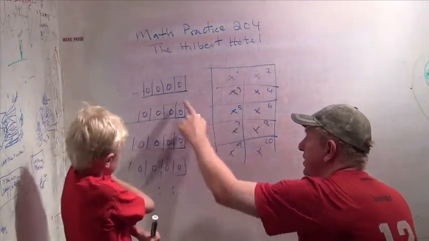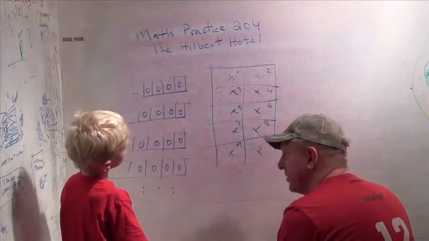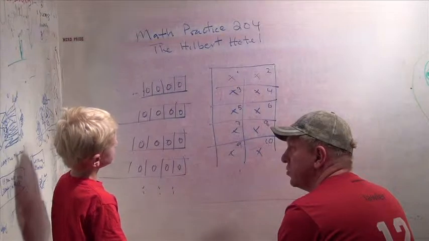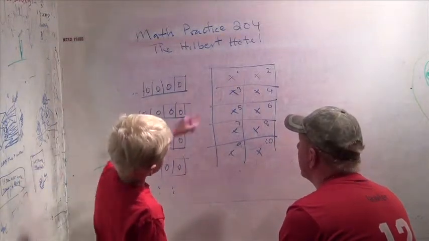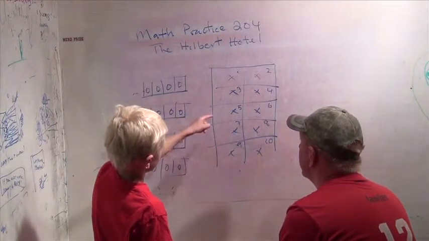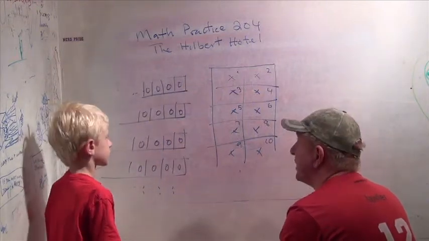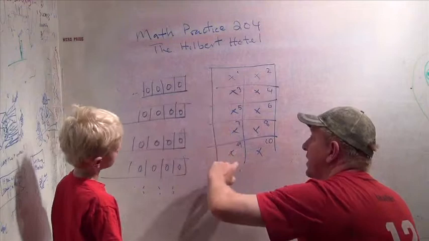Remember what we did when a bus with an infinite number of people came to the hotel? Well, we multiplied it by 2, so 3 would go to 6, 4 would go to 8. So all the odd rooms were empty. Very good. And then the bus could fit into the odd rooms.